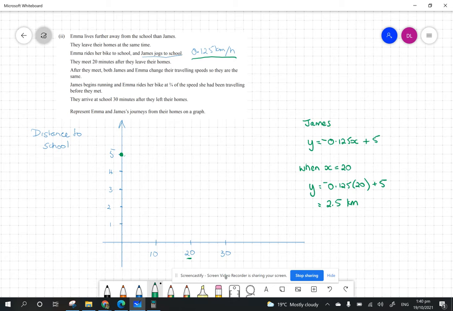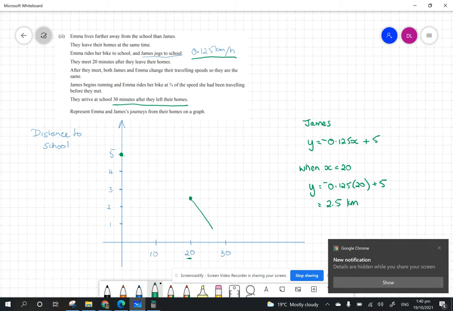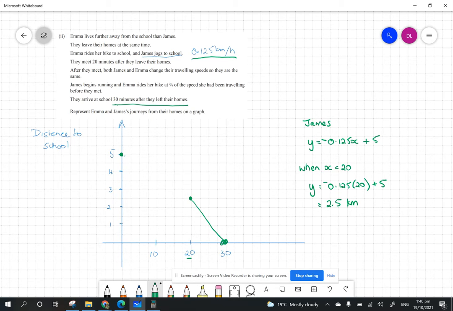At 20 minutes, he's going to meet up with Emma after they leave their homes, and then they'll travel at the same speed, and they're going to arrive at school 30 minutes after they left. So from 20 to 30, they're going to go in this direction, and they're going to arrive at school, and that will be the completed distance to school. They'll be at 0 distance. So we know that exists there. You know that should be steeper than the distance that James is jogging.